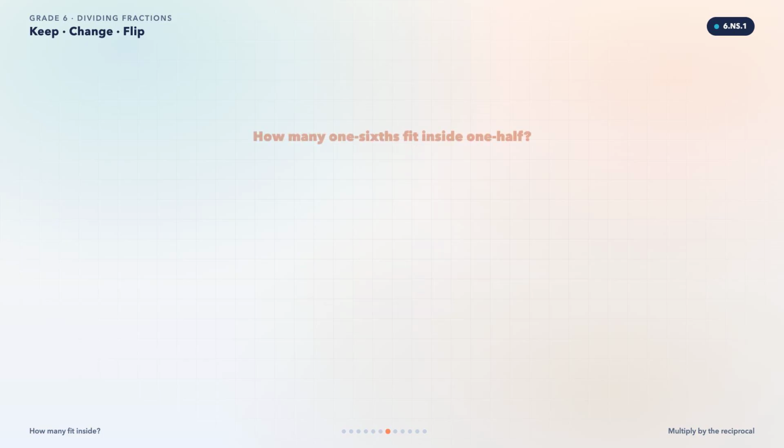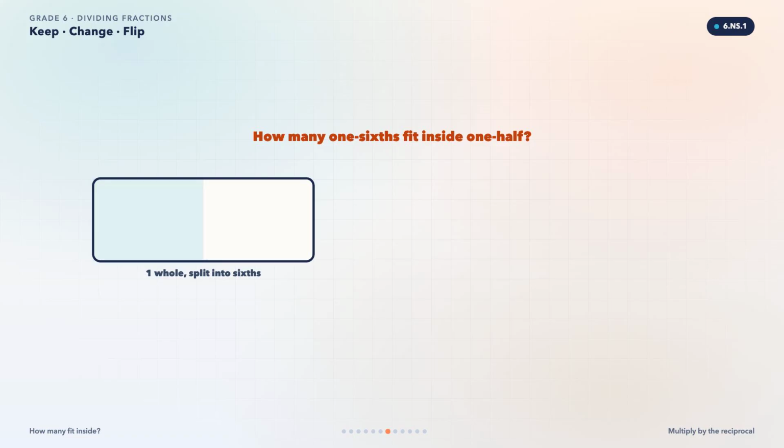Now divide a fraction by a fraction. How many 1/6 fit inside 1/2? Here's one whole. We shade 1/2. Then we divide the whole rectangle into sixths. Count the sixths inside the shaded half. 1, 2, 3. So 1/2 divided by 1/6 equals 3.